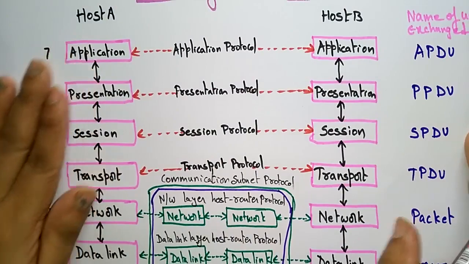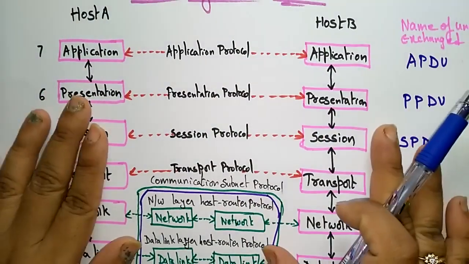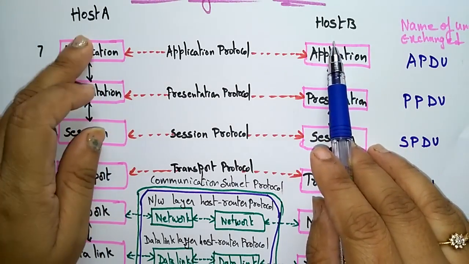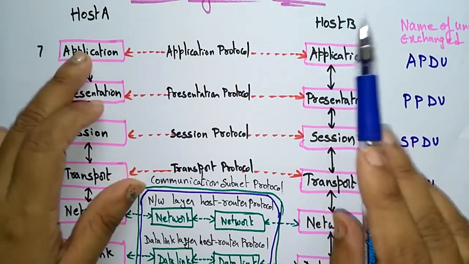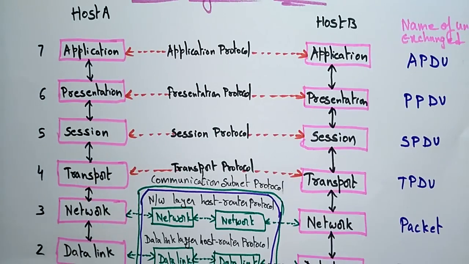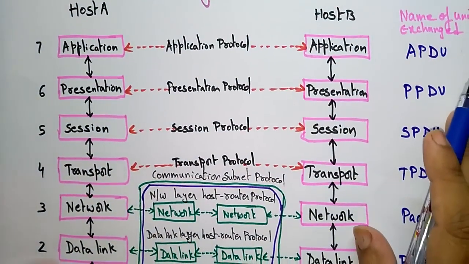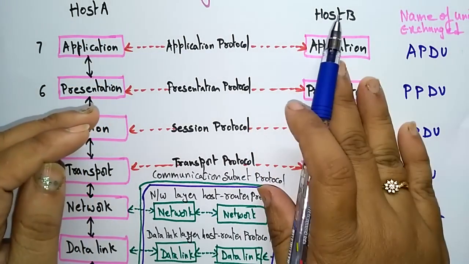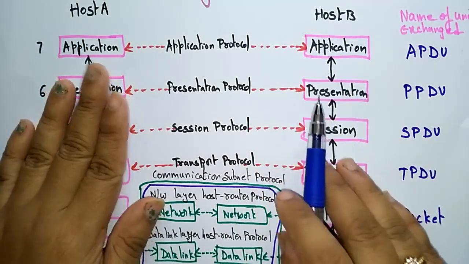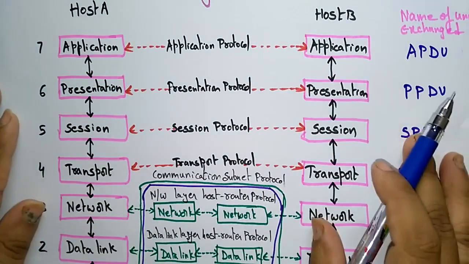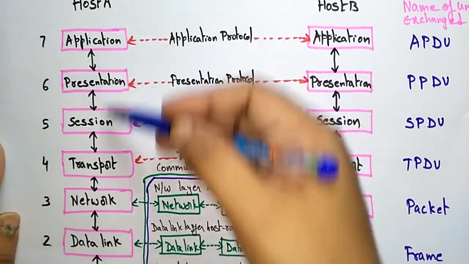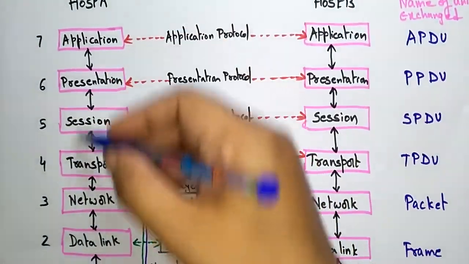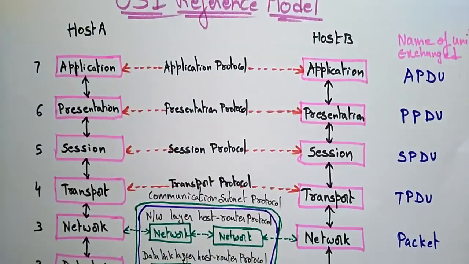So here the host A and the host B, two hosts are there. This host may be two computers, or one is a client and another is a server, or both are the clients or both are the servers. Any of them. Okay. So one is the sender and another is the receiver, and sometimes it acts as a sender and sometimes as a receiver. So each system is having the 7 layers.